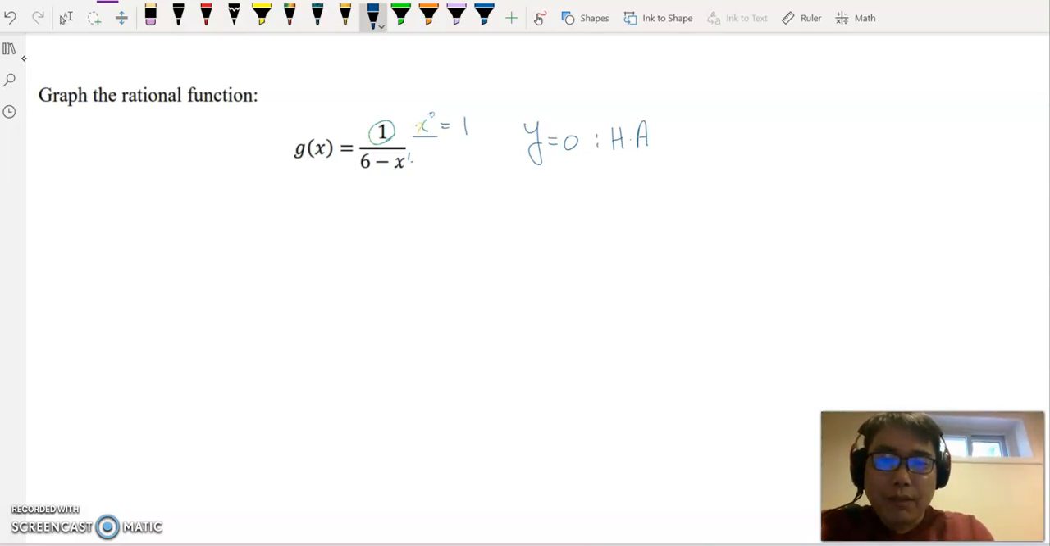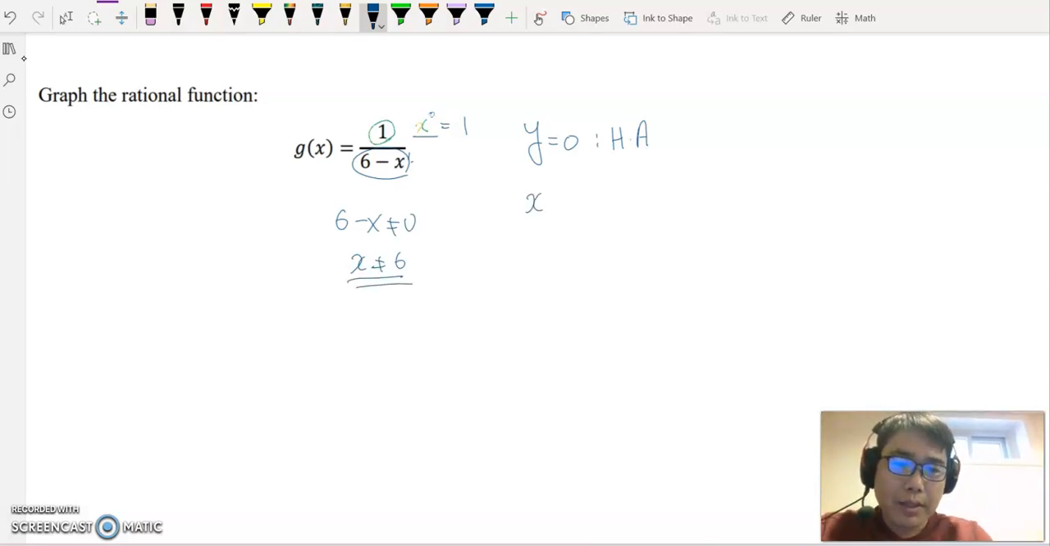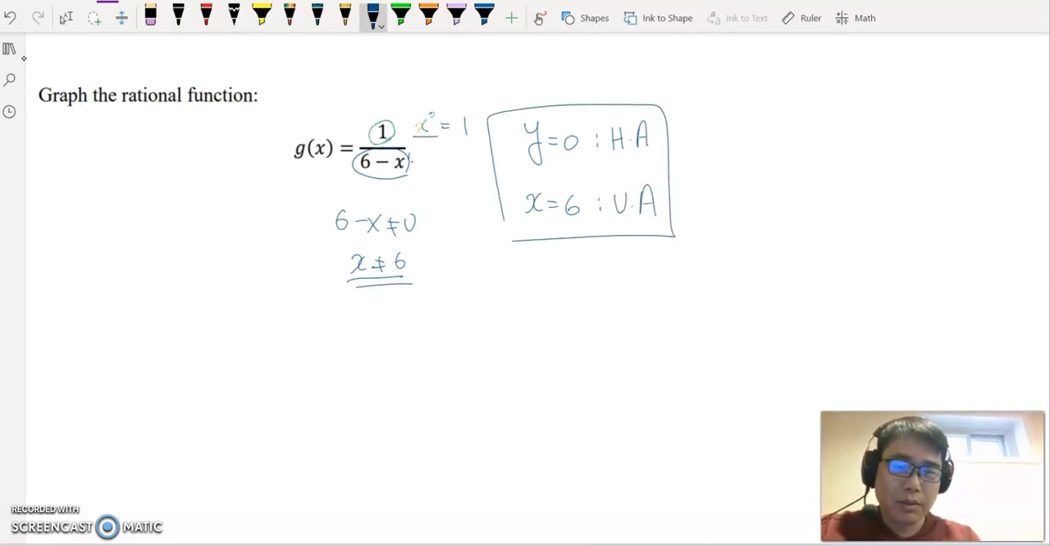Now, the vertical asymptote, so this one here, 6 minus x cannot be 0, which means x cannot be 6, right? So x equals 6 becomes our vertical asymptote. Make sense to you? Okay. And now, y equals 0 means the x-axis, right? So that's our horizontal asymptote.